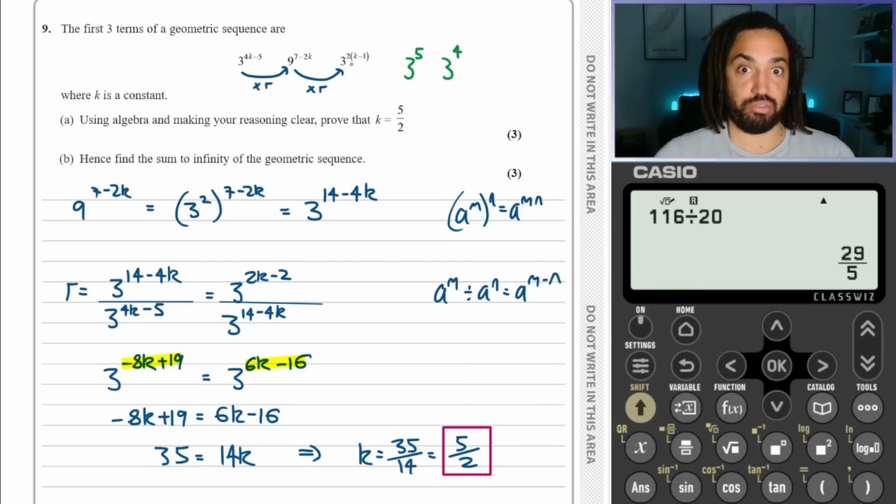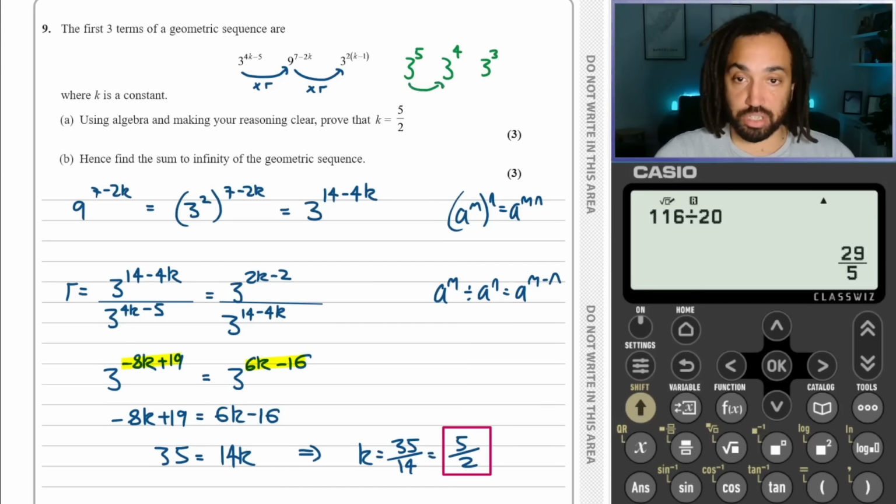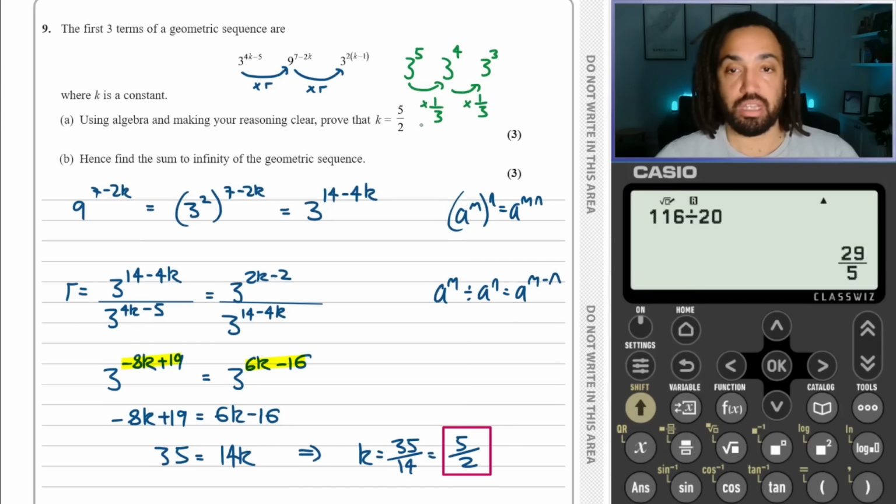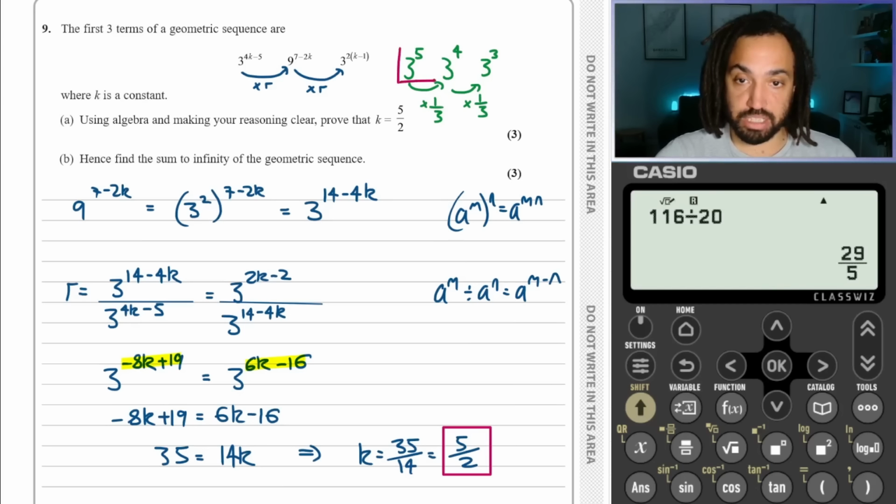And this one, which should be 3 to the 3 if it all has worked out nicely, when expanded gives us this. 2k, when k is 5 over 2, is 5, minus 2 is 3, so great, it's 3 to the 3. Okay, so the common ratio, clearly we have to multiply by a third in order to decrease the power by 3, decrease a power of 3 each time. And the first term is this, and the common ratio is this, so we should be good to go.